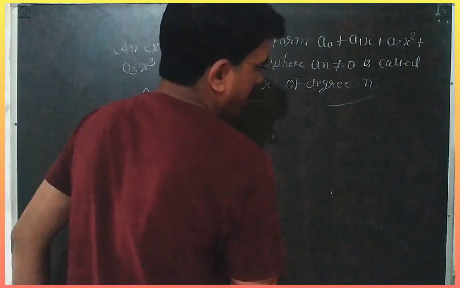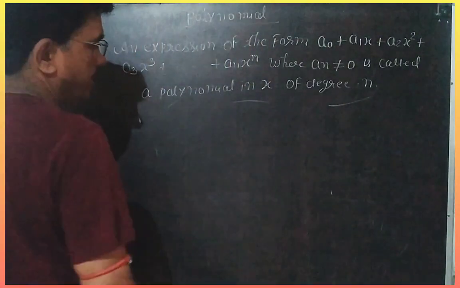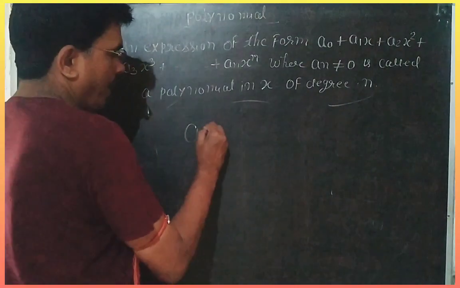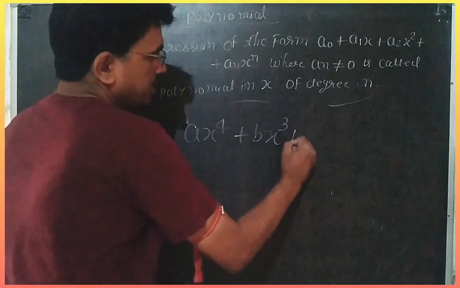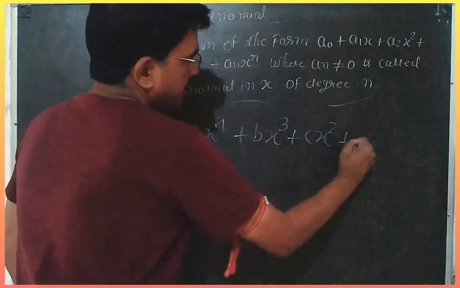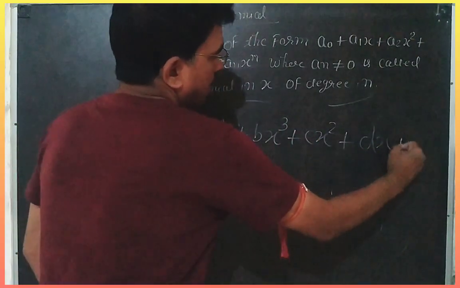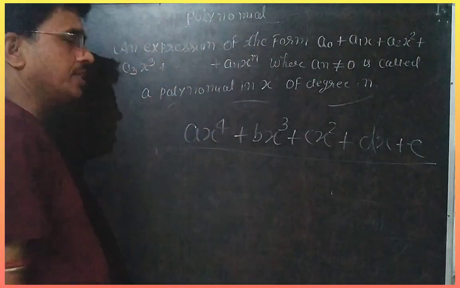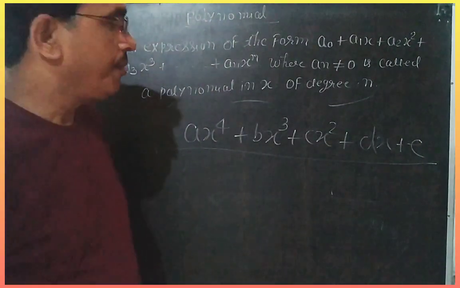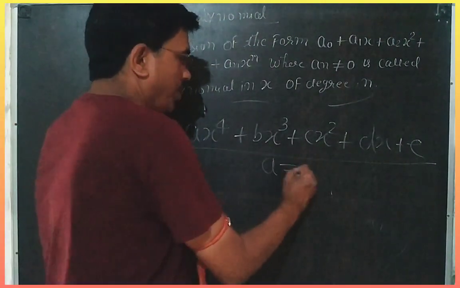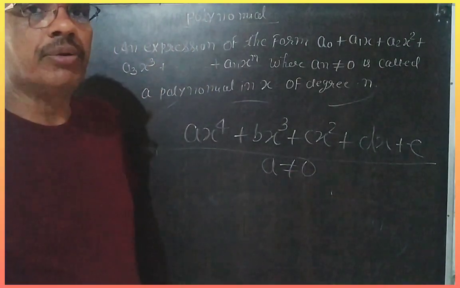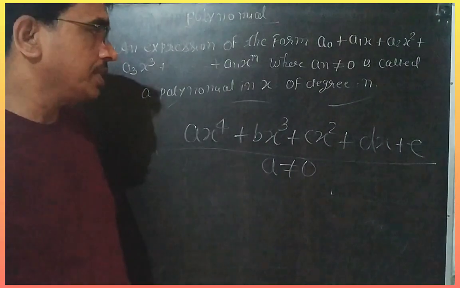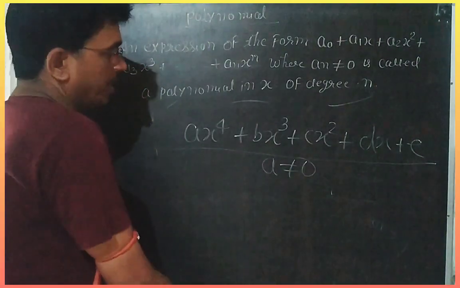Similarly, when the degree of a polynomial is 4, then it is called biquadratic. You write ax to the power 4 plus bx cube plus cx square plus dx plus e. It is biquadratic where a is not equal to 0. That means a polynomial whose degree is 4 is called biquadratic.